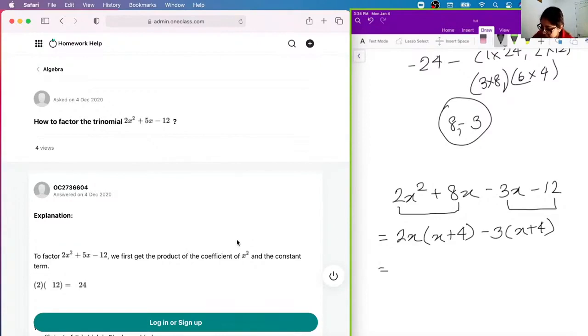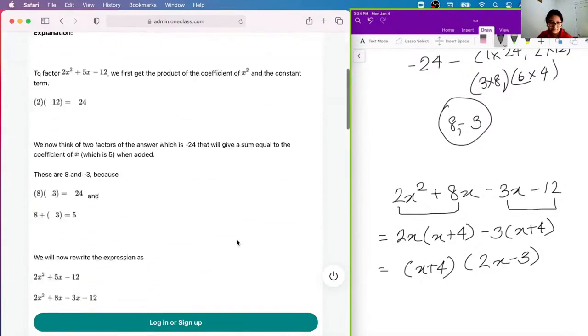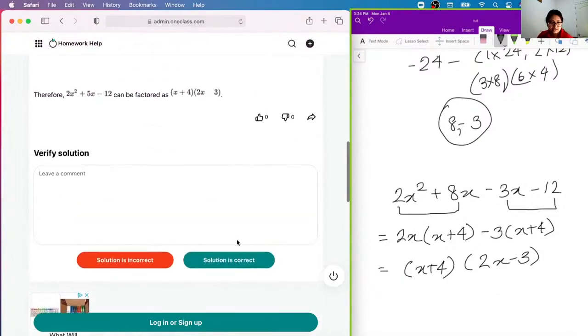Now what we're going to do is combine the like terms. So our first term here would be x plus 4, and our next term here would be 2x minus 3. And so this is how you factor a trinomial. So this is our answer, and it is correct.